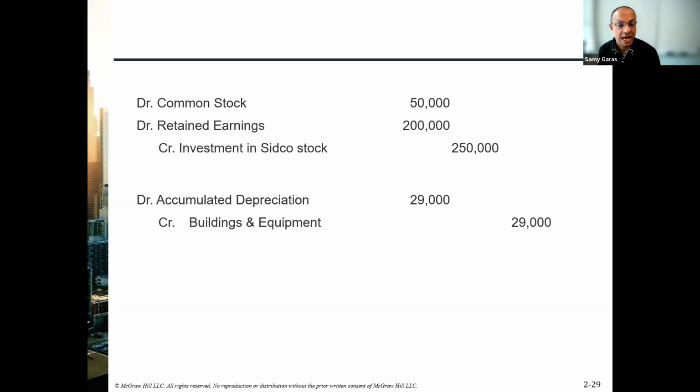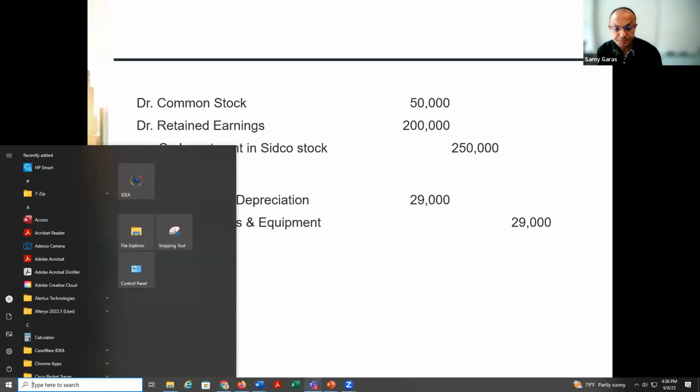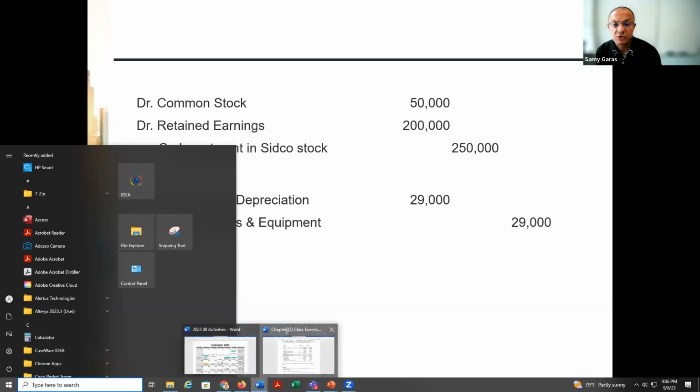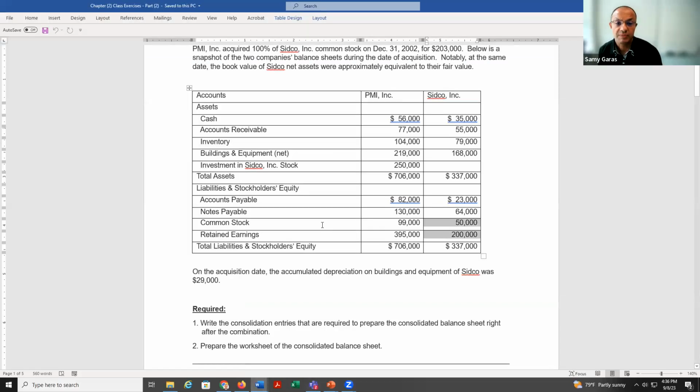Investment account is an asset. It's a debit account. To close it off, I put it credit. The same thing for the accumulated depreciation. Those are the only journal entries we need to make. And now let us go to the accounts here.